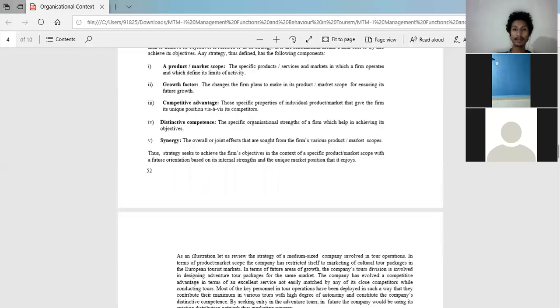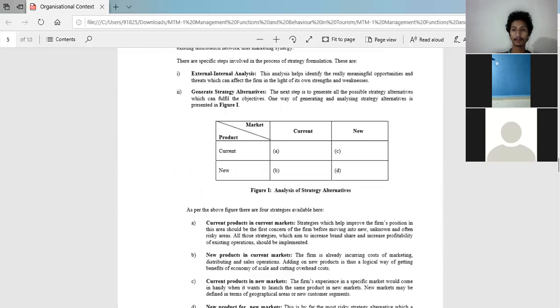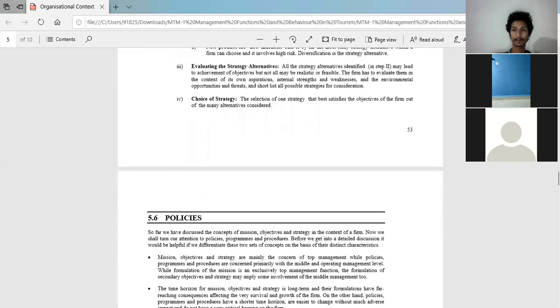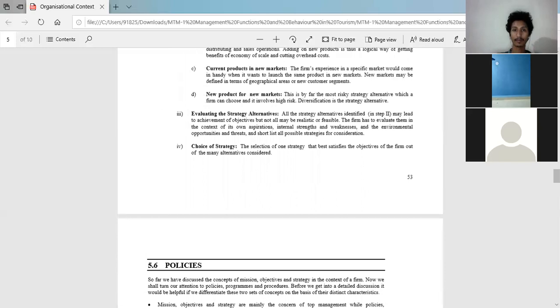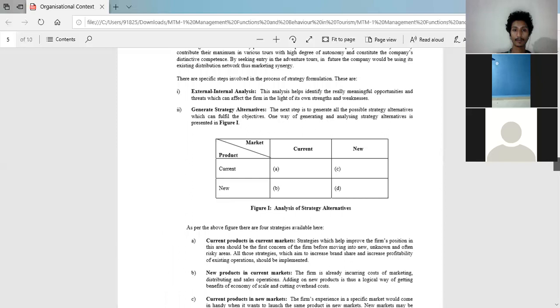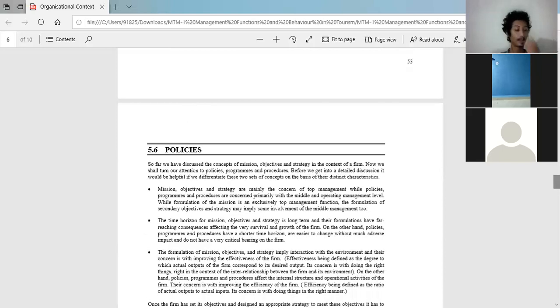So after that strategy, you have policies. Policies means setting up rules. Rules in business terms means how much you want to invest. Like if you want to have a policy towards hotels, how much commission you want to get from the hotel. These are the policies.